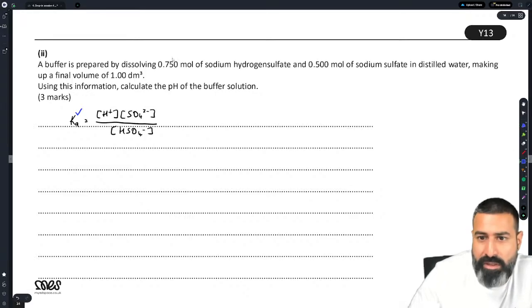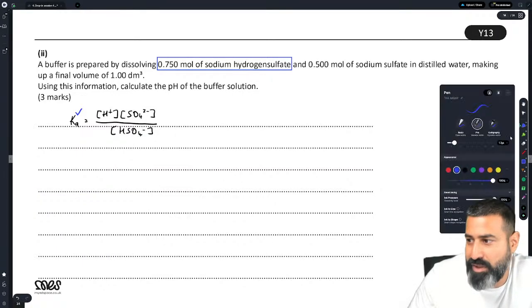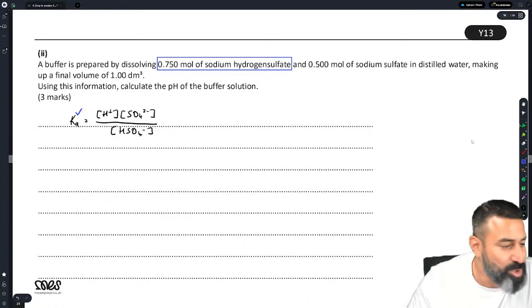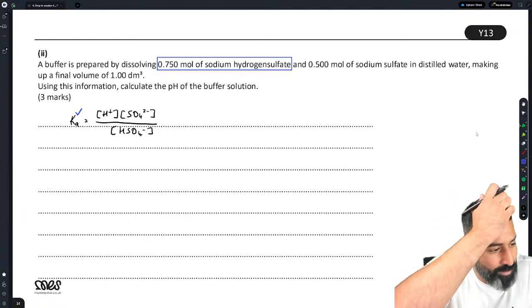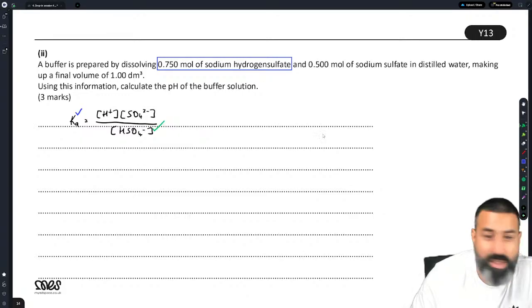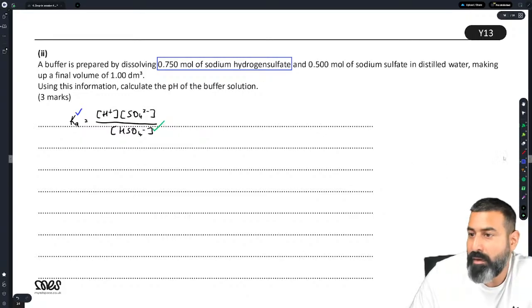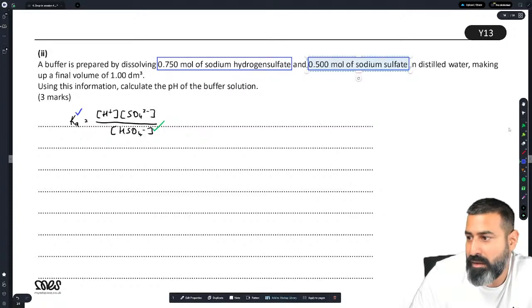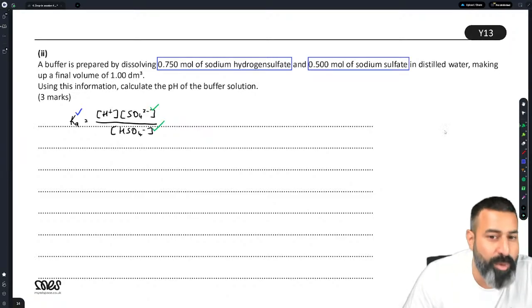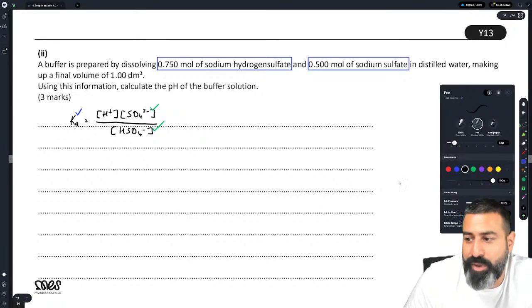So from the question, I've got that many moles of sodium hydrogen sulfate. So do I know the sodium hydrogen sulfate concentration, yes or no? Yeah, absolutely. I know that one. And then do I know the sodium sulfate concentration? Yeah, I know the sodium sulfate concentration as well, which is this one. Okay, so if you do it like this, you can easily work out what variable you need to rearrange for.